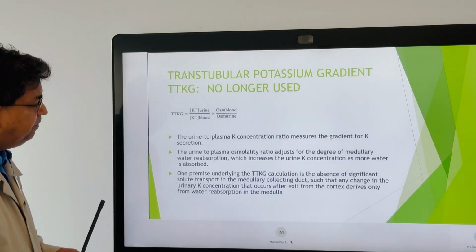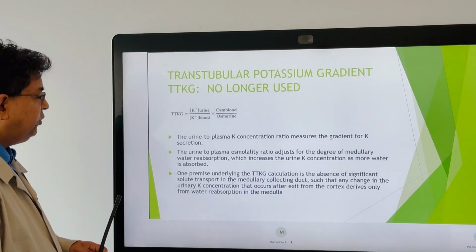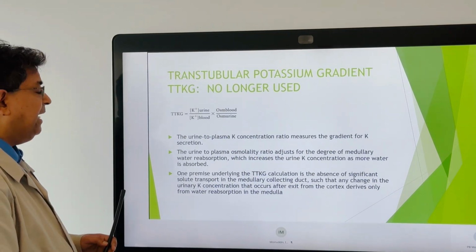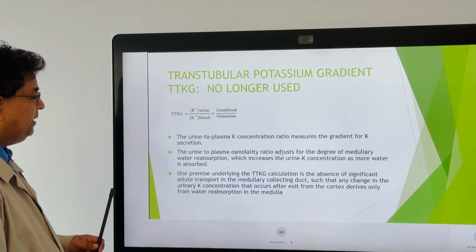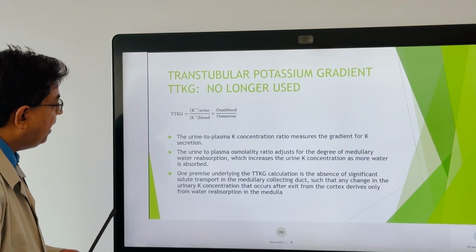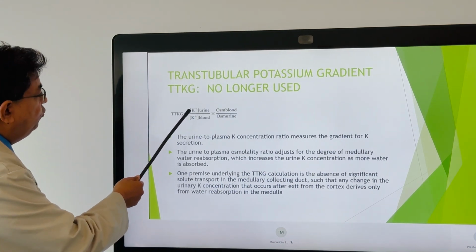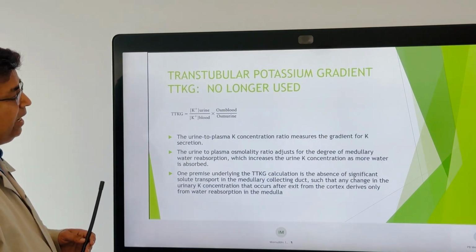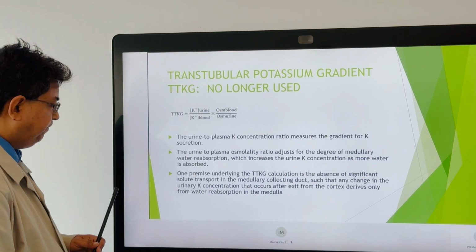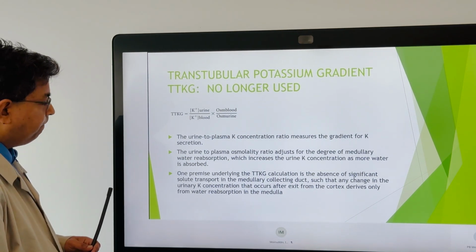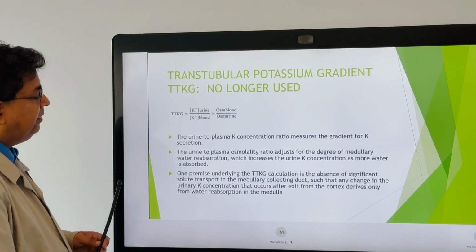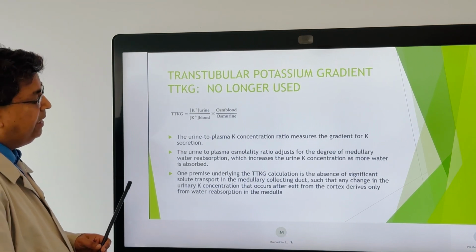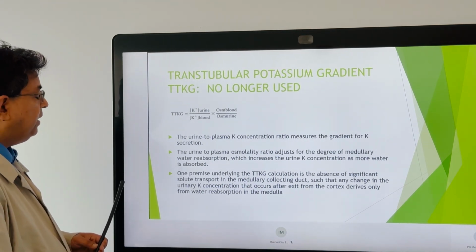The urine to plasma potassium concentration ratio measures the gradient for potassium secretion. And we just mentioned that the potassium concentration gradient is important for potassium secretion. So the urine potassium to plasma potassium ratio takes into account the potassium gradient across the lumen. The urine to plasma osmolality ratio adjusts for the degree of medullary water reabsorption, which increases the urine potassium concentration as more water is absorbed.